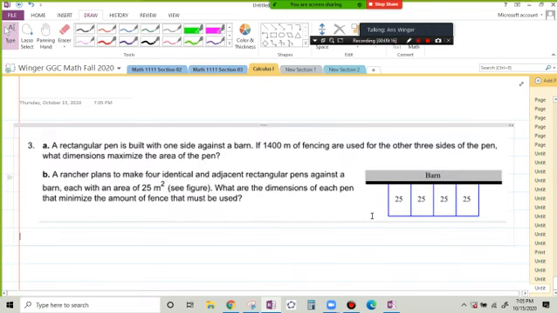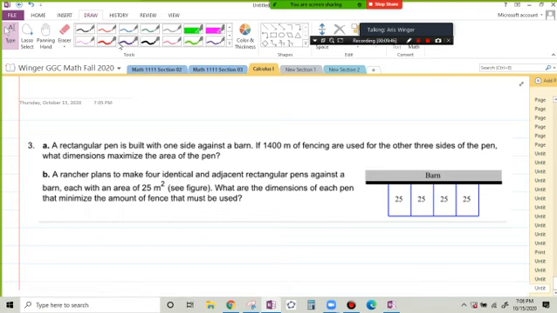A rectangular pen is built with one side against the barn. If 1,400 meters of fencing are used for the other three sides of the pen, what dimensions maximize the area of the pen? A rancher plans to make 4 identical and adjacent rectangular pens against the barn, each with an area of 25. What are the dimensions of each pen that minimize the amount of fencing that must be used? Okay, so we'll answer 1 and 2, or A and B separately. Let's take a look here. Oh, I guess we should also look at what question's being asked.